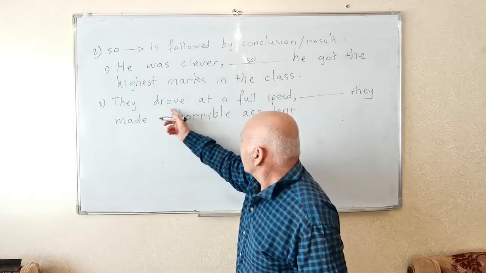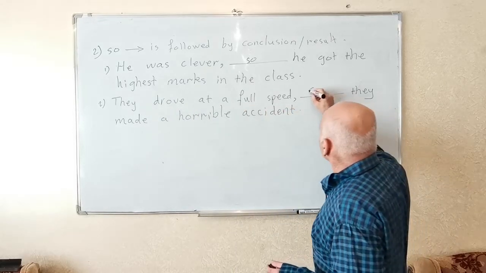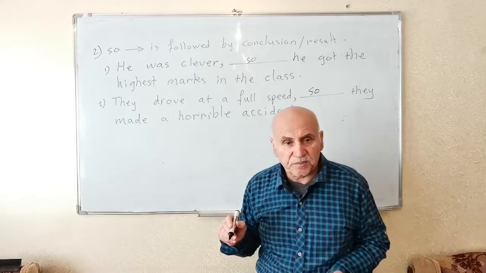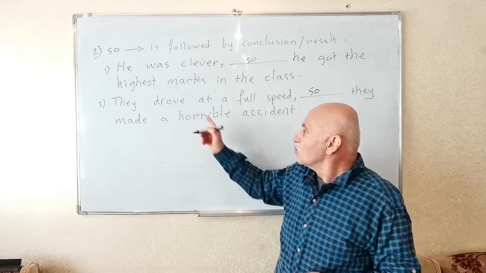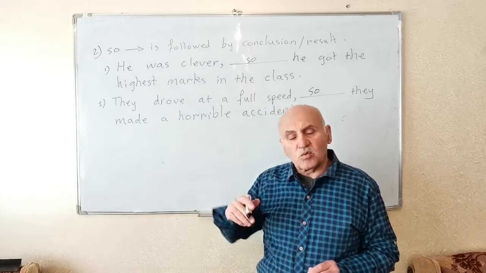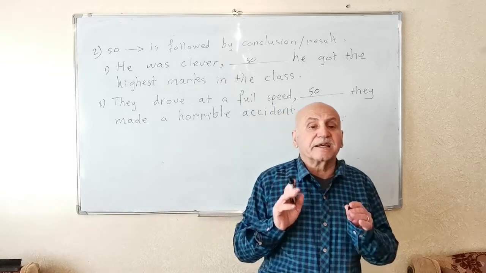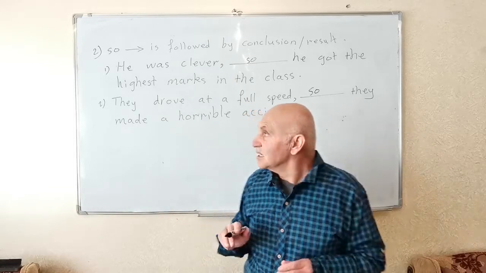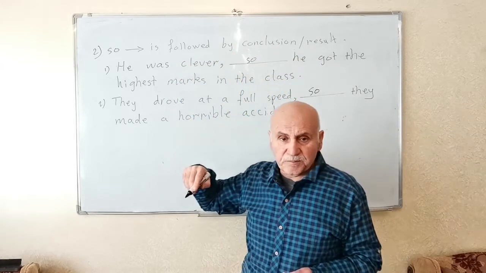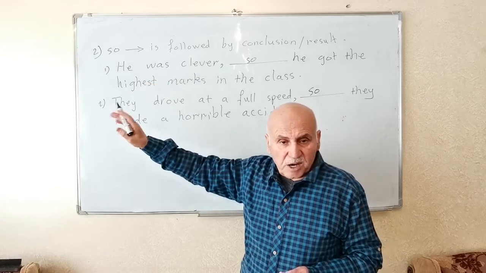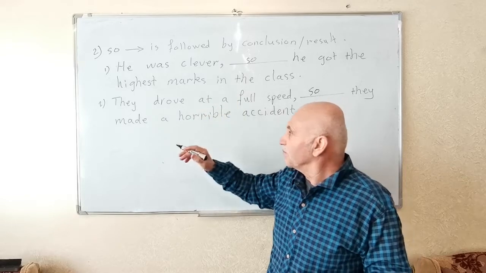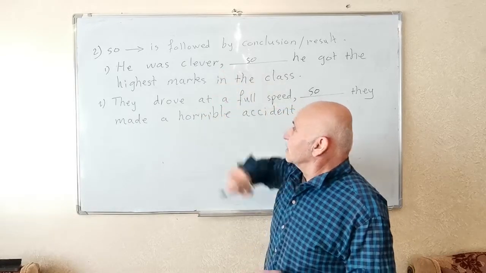Number 2: they drove at a full speed, so they made a horrible accident. What is the reason here? They drove at a full speed. What's the result? It is that they made a horrible accident. So is followed by a conclusion or a result. It is preceded by a reason, and then it is followed by a conclusion. So is preceded by a comma.